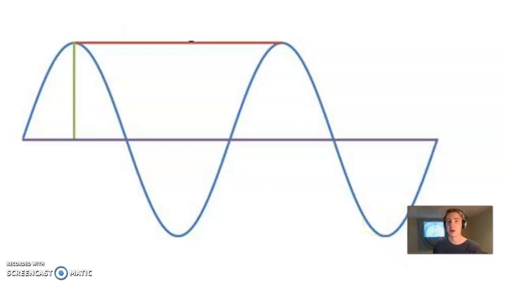Today we're going to be talking about wave vocabulary and reviewing how transverse waves and longitudinal waves are different.